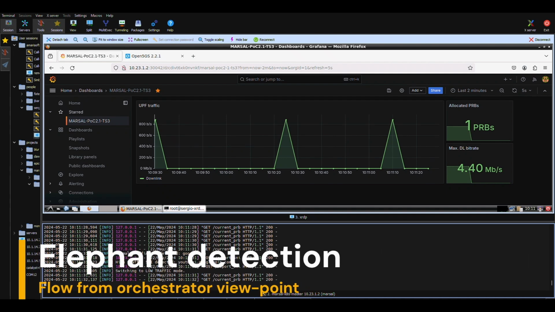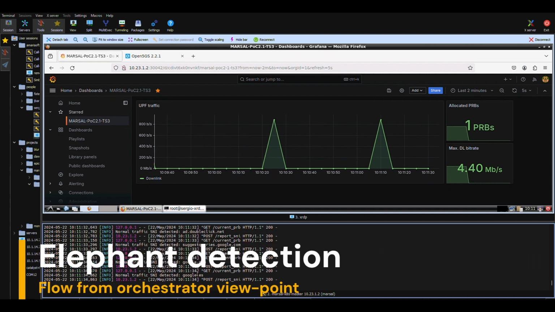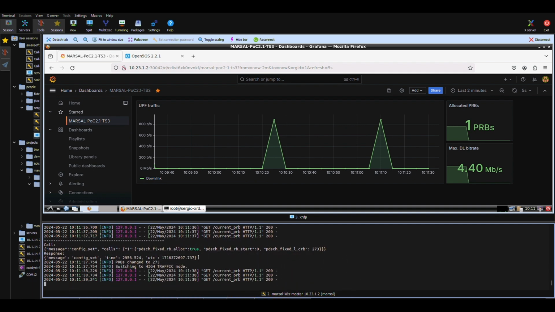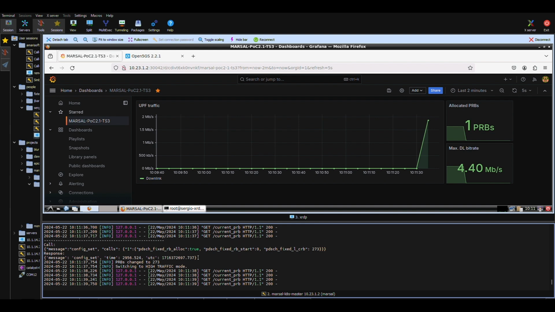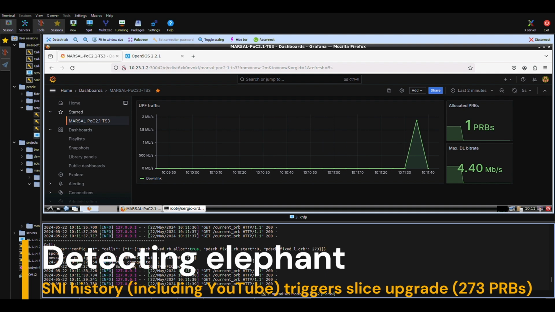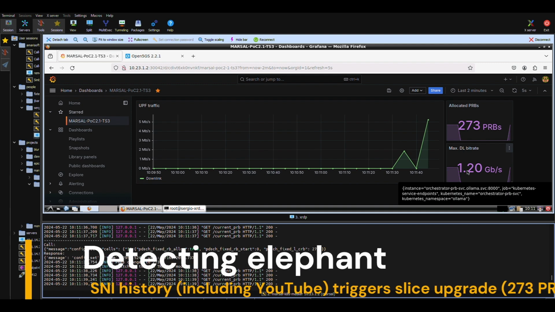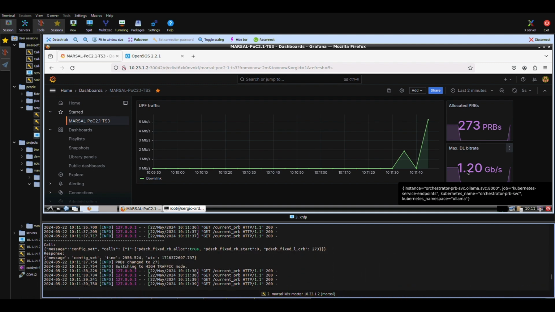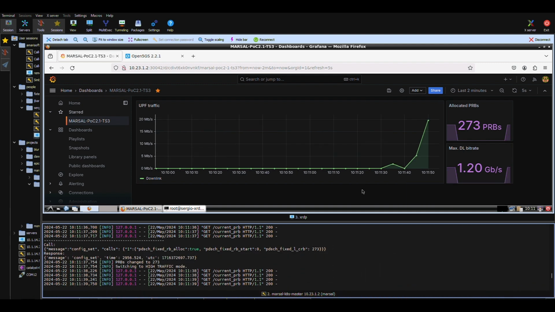Let's now turn our attention to the flow of events from an orchestrator point of view. We start with one PRB allocation, which amounts to approximately 4.4 megabits per second. Now, the prediction of the predefined algorithm, based on the SNI history, triggers a slice upgrade from 1 to 273 PRBs. With 273 PRBs, the maximum downlink bitrate that we can achieve is 1.2 gigabit per second.